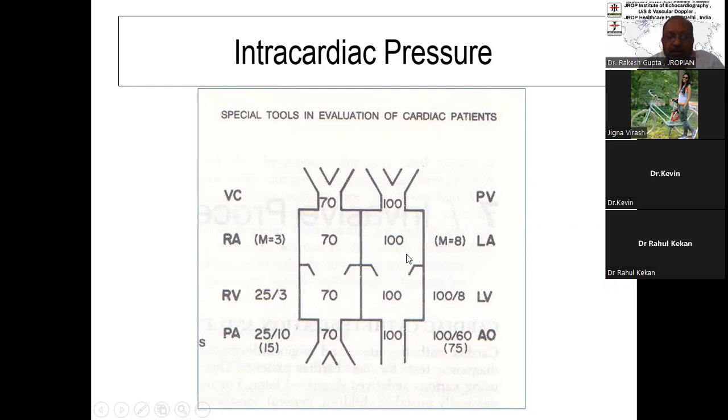On the contrary, LA pressure is 6 to 8, and LV pressure in the newborn is almost 55 millimeters of mercury, and it rises up to 120 over a period of time. Many of you sitting over here, it's only the LV pressure which increases or changes. Rest all, they remain stable. Look, RA pressure is 3 to 5, RV pressure remains static at 25, LA pressure remains static at 8 to 10, and only the LV pressure rises over a period of time as the child grows.